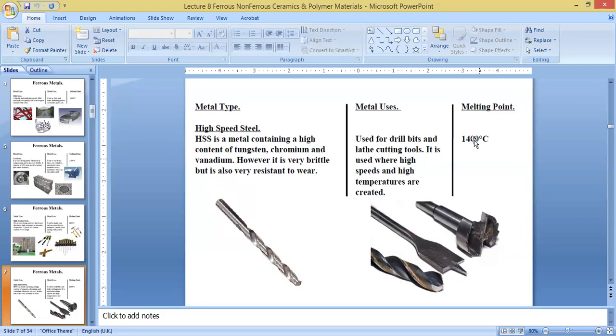It will still withstand heat, of course not temperatures beyond 1,400, because after 1,400 it's in a molten state. So the melting point is 1,400 degrees Celsius.